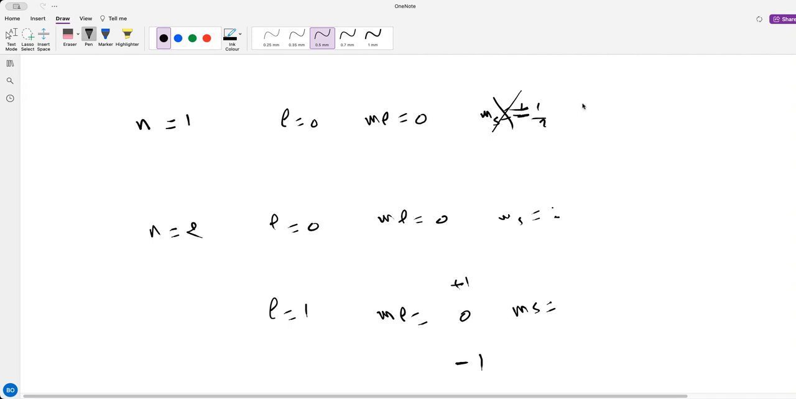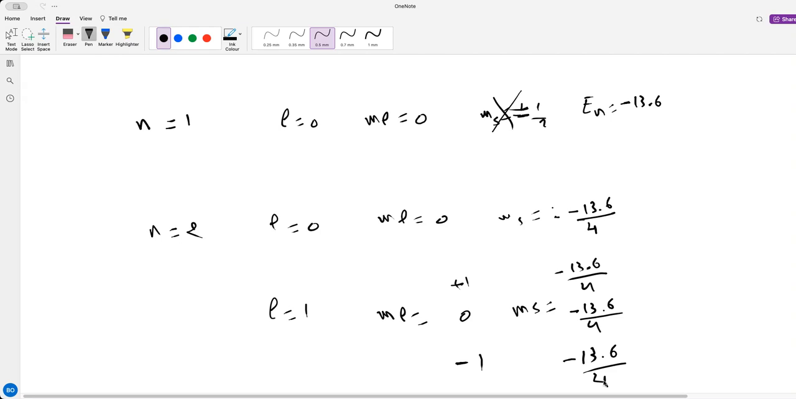Now, what is the energy here? The energy is minus 13.6 divided by 1 squared. The energy here is minus 13.6 divided by 4, and the same for the other states: minus 13.6 divided by 4. Do you agree?